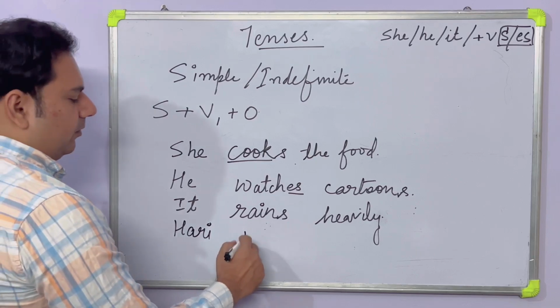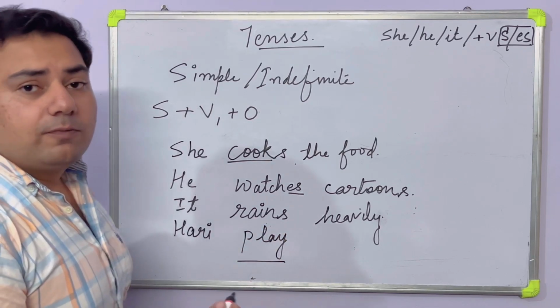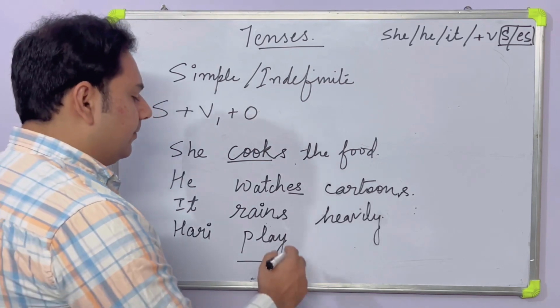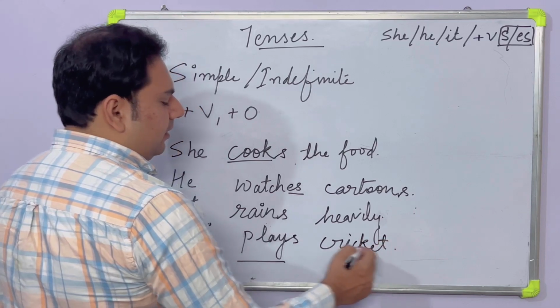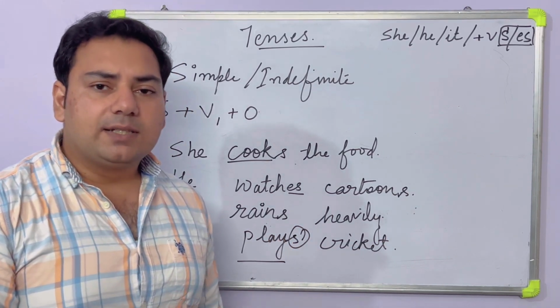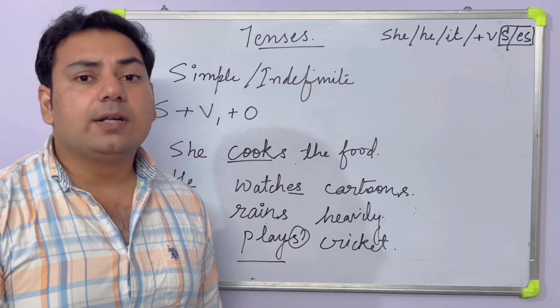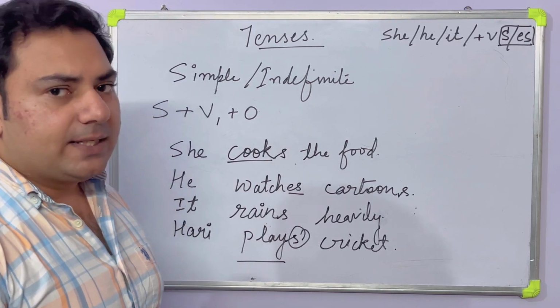Or Hurry, play. Play is the root form. We have to make it Hurry plays cricket. So with play we will be adding s. This is how we can make the simple tense. It is very simple, which is happening right now. So that is simple present or present indefinite.